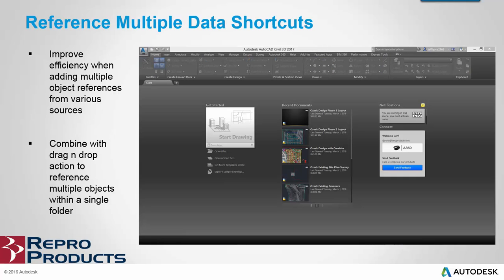Referencing multiple data shortcuts. You can now grab half a dozen or more alignments from your data reference list and just drag them into your drawing. It will create them all automatically. No more having to do it one at a time.